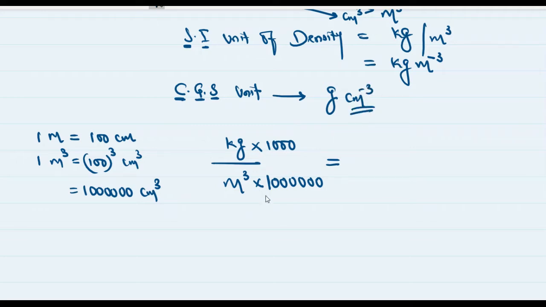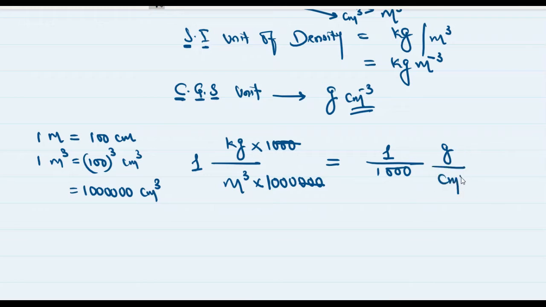What we are trying to do is find the relationship between kg per meter cube and gram per centimeter cube. So let's cut these three zeros with these three zeros. So here you will get 1 upon 1000 gram per centimeter cube. Let me write it in a simple way.